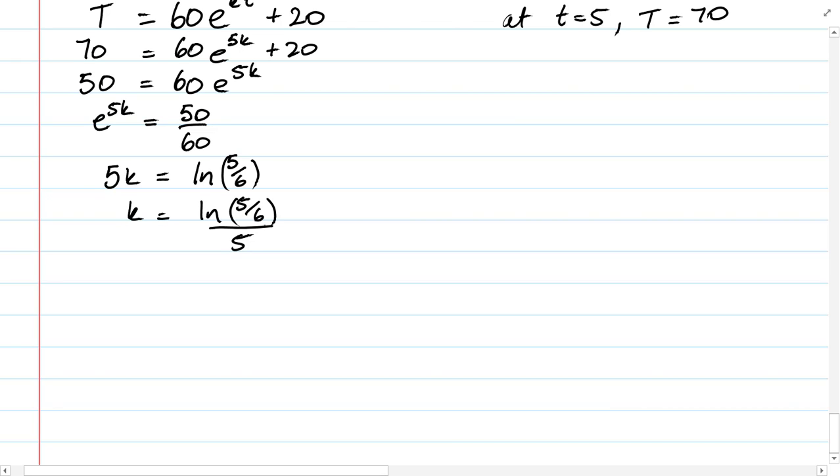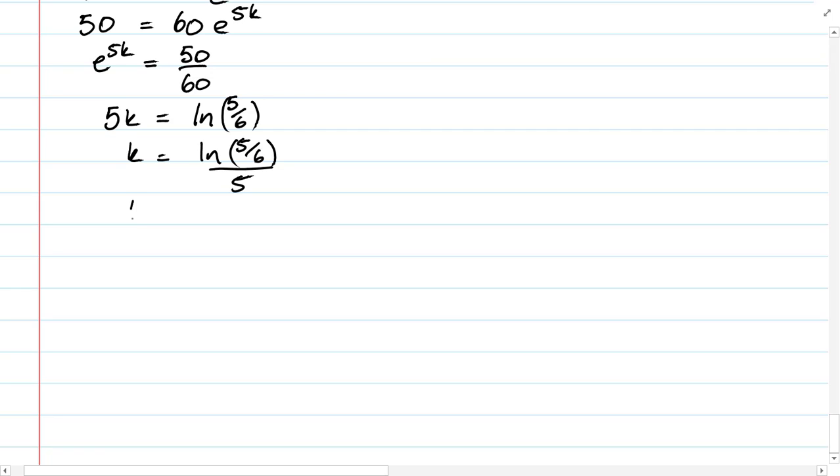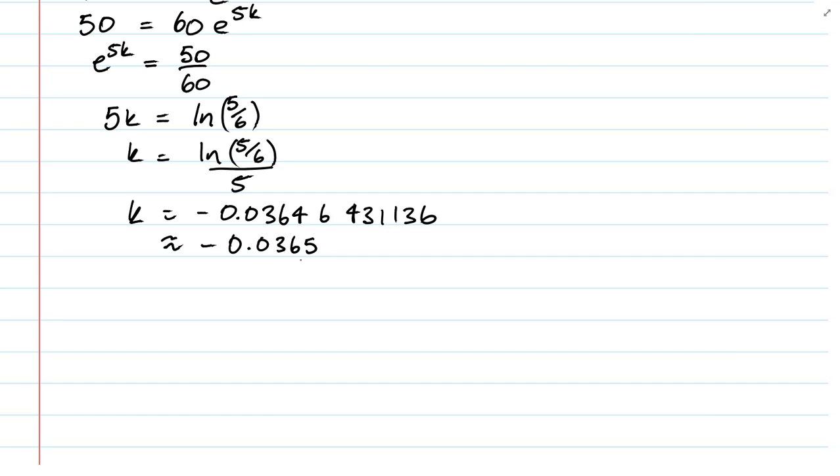And now I'm going to calculate that value. k equals negative 0.03646431136 on my calculator, and I'm going to say that that's approximately negative 0.0365. Now, I can round and put this in, and obviously I need to. I don't want to be writing that number every time, but if you can, hold that value in your calculator as you do these questions.